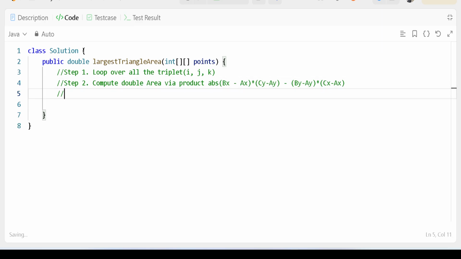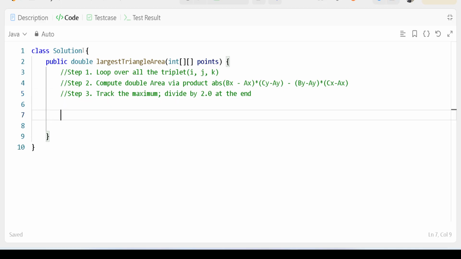Then in step 3, what we should do is track the maximum, right? So we'll track the maximum, and if everything goes well, divide by 2.0 at the end. Okay, so let's try to implement here.